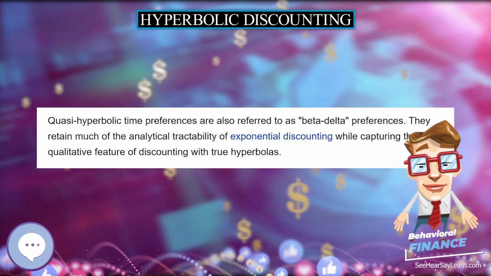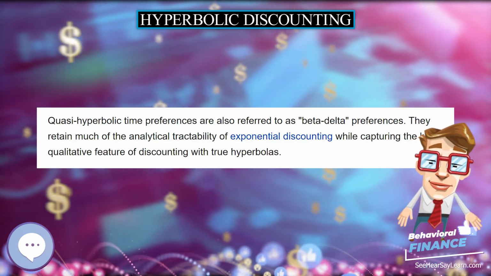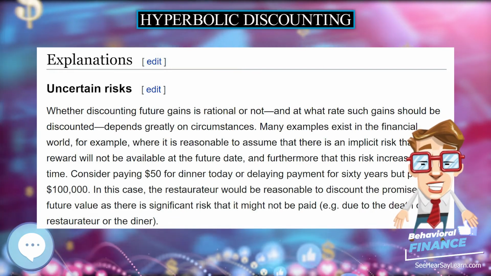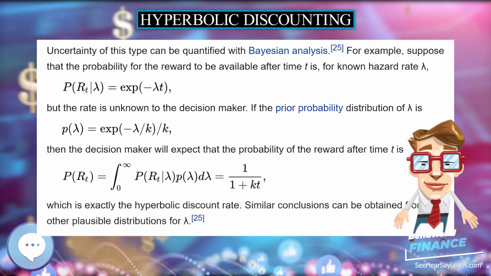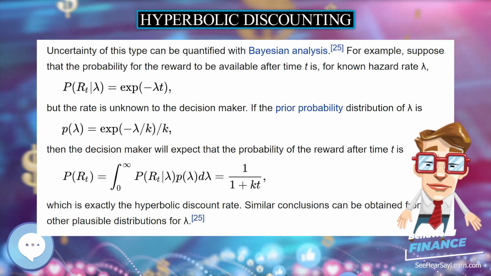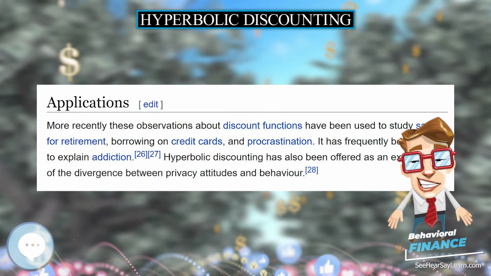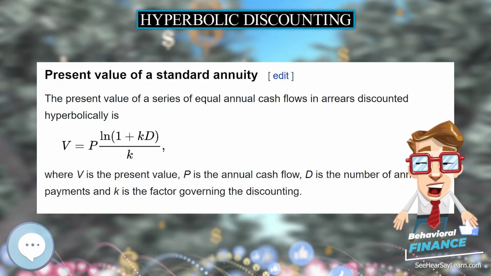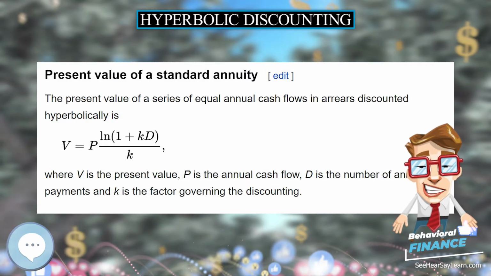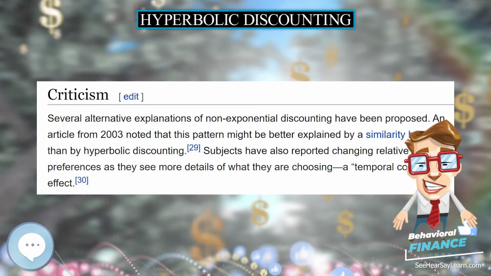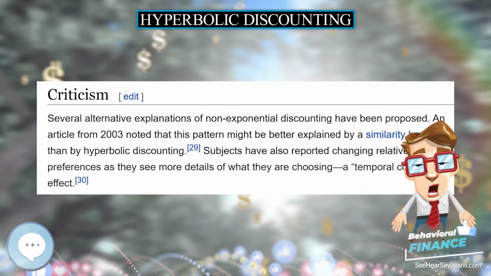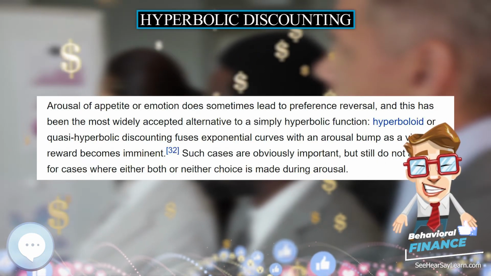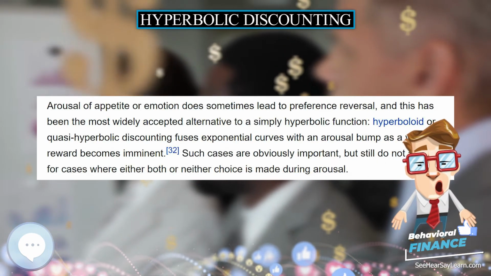Quasi-hyperbolic approximation. The quasi-hyperbolic discount function, proposed by Laibson, 1997, approximates the hyperbolic discount function above in discrete time, where beta and delta are constants between 0 and 1, and again d is the delay in the reward, and f_qh(d) is the discount factor. The condition f(0) equals 1 is stating that rewards taken at the present time are not discounted. Quasi-hyperbolic time preferences are also referred to as beta-delta preferences. They retain much of the analytical tractability of exponential discounting while capturing the key qualitative feature of discounting with true hyperbolas.